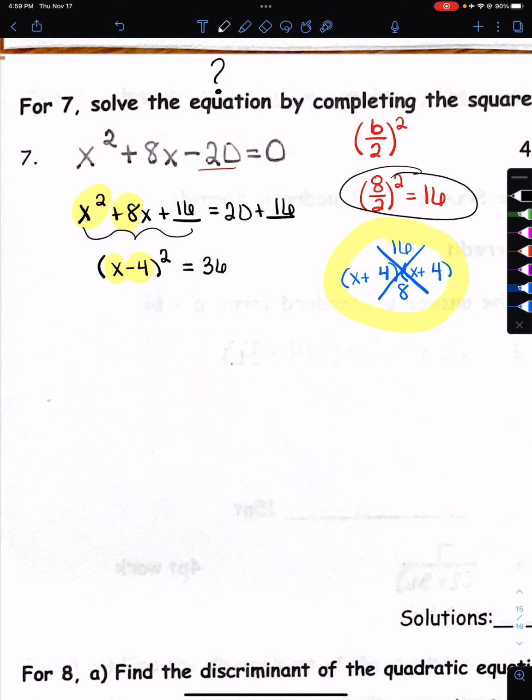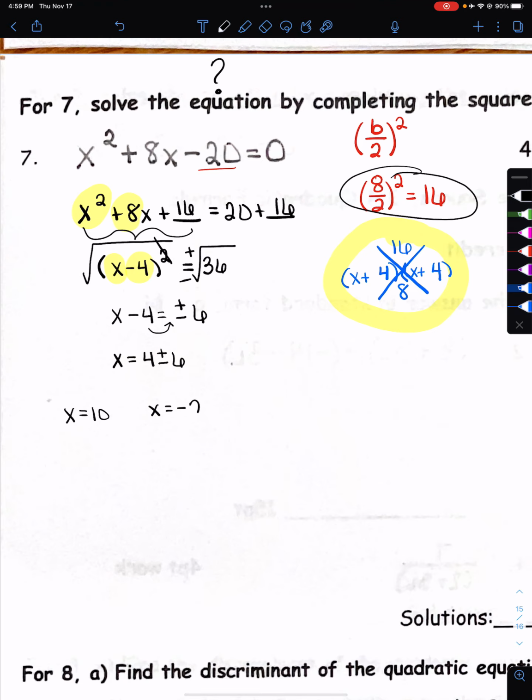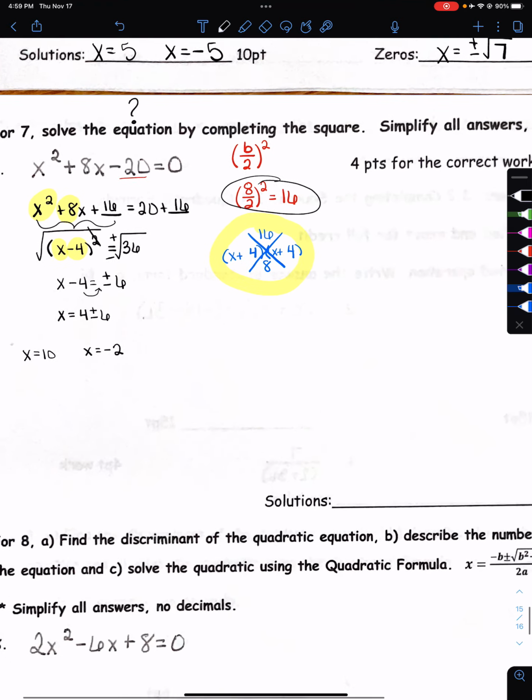Now, to get rid of the square, I take the square root of the left side, square root of the right side, include the plus or minus. So then I have x plus 4 is equal to plus or minus 6. To isolate x, I move the 4 over to the opposite side of the equation. I have x equals negative 4 plus or minus 6. So negative 4 plus 6 gives me 2, and negative 4 minus 6 gives me negative 10. Those are my solutions.